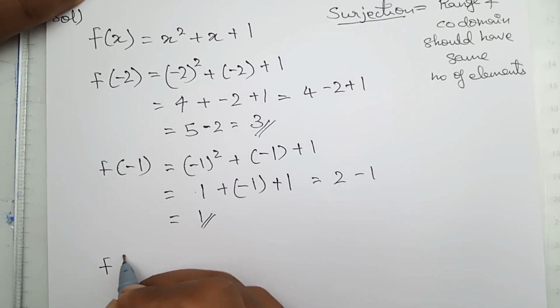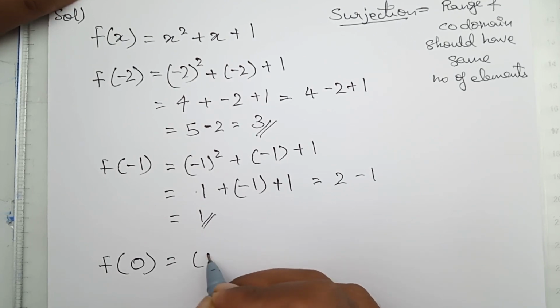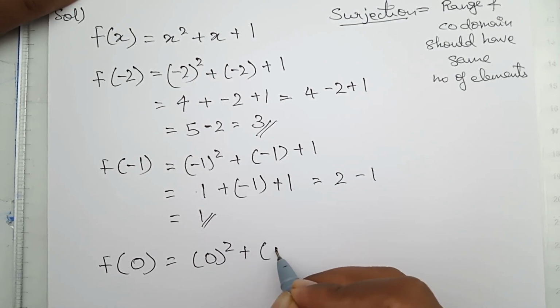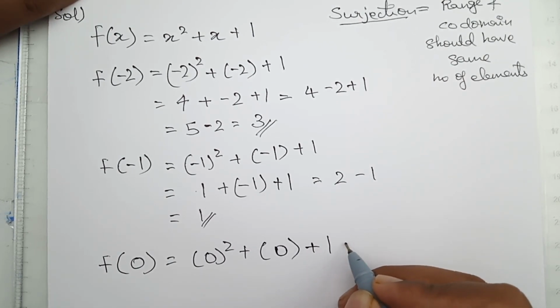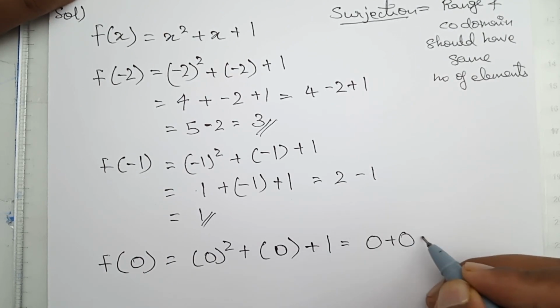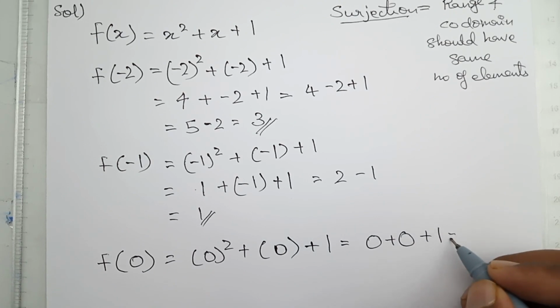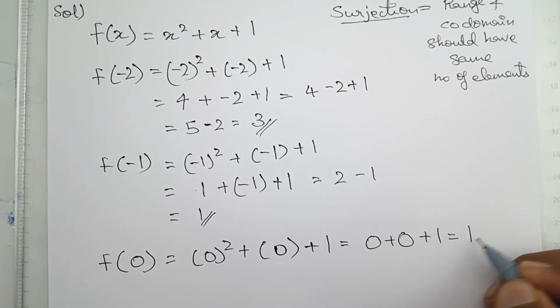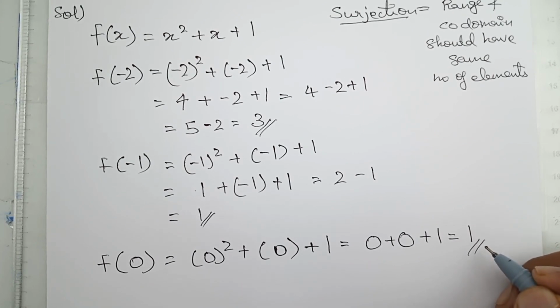Now we'll search f of 0. For f of 0, it is 0 square plus 0 plus 1. Here we get 0 into 0 is 0, right? Plus 0 plus 1. Anything added with 0, the result is itself. So 0 plus 0 plus 1 is 1. Now the solution for f of 0 is 1.